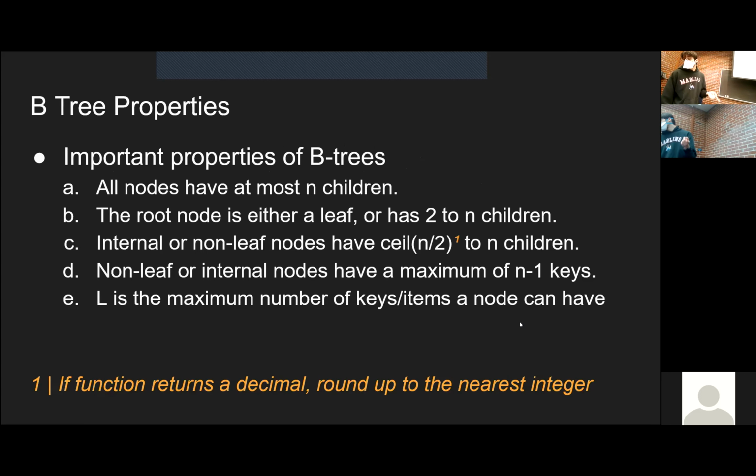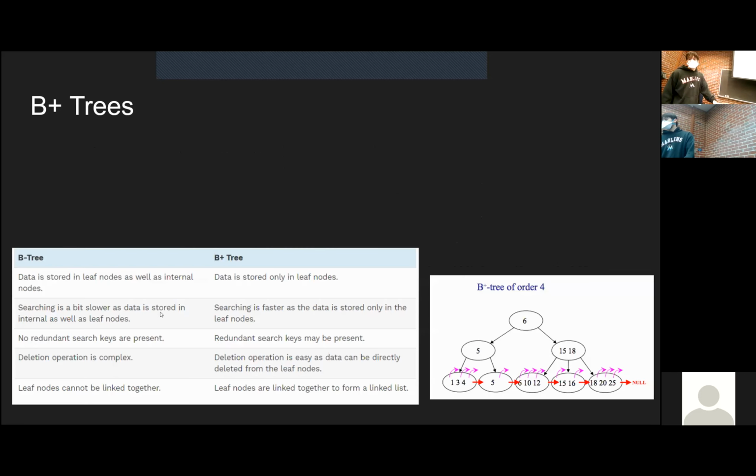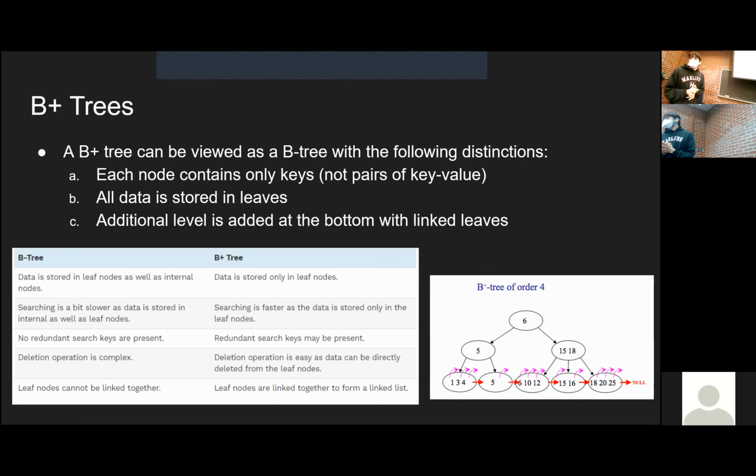Whereas in a B tree, it also is a value. So in a B tree, this 10 has actual meaning. It's an actual value in the tree. But in a B plus tree, the only values we actually care about are at the leaves. So that's what that means. All data is actually stored in the leaves.